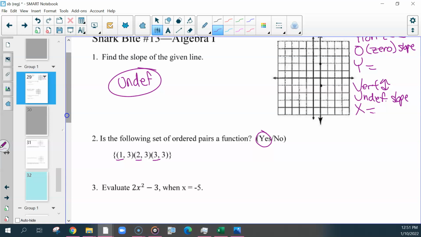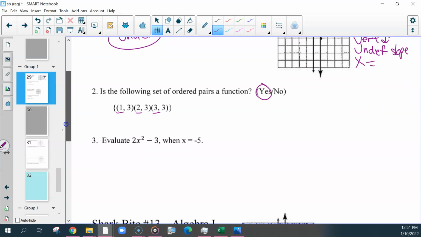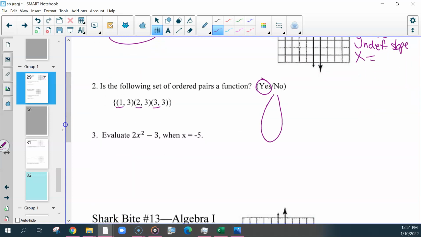Yes, Jake. The oval, yeah. That was not a good oval.